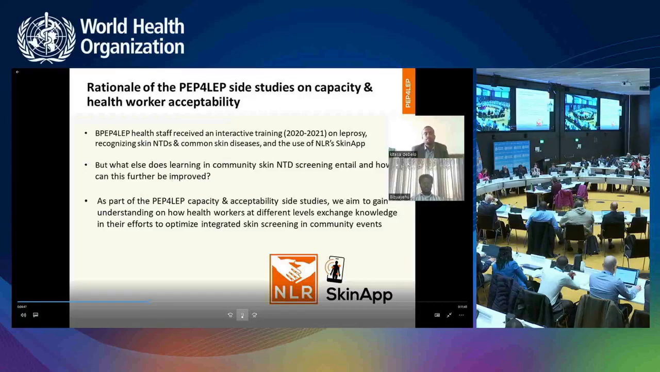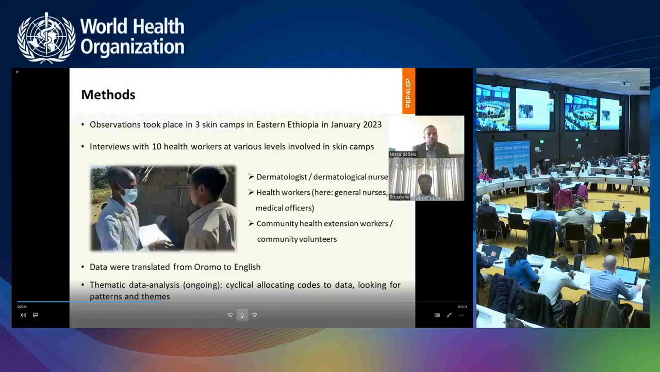In addition to this, it also looks at whether the community skin NTD screening helps the health workers and the extension health workers gain new experience, and how this can be further improved. In turn, this needs an understanding of how health workers at different levels exchange knowledge in their effort to optimize integrated skin screening in the community. This is one of the objectives of the capacity and acceptability side studies in this project.